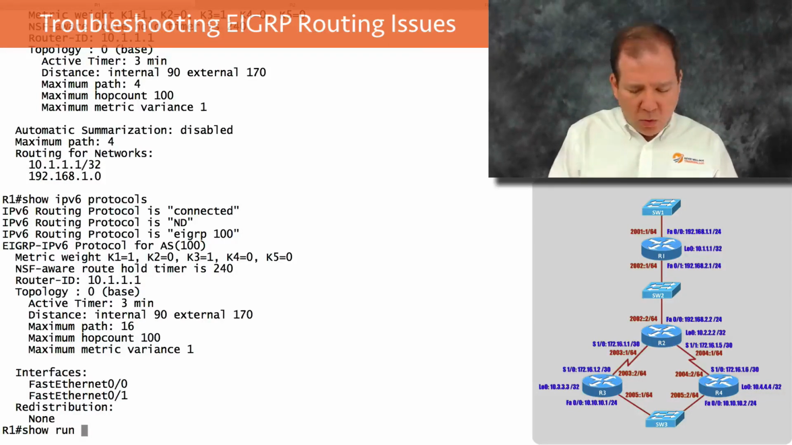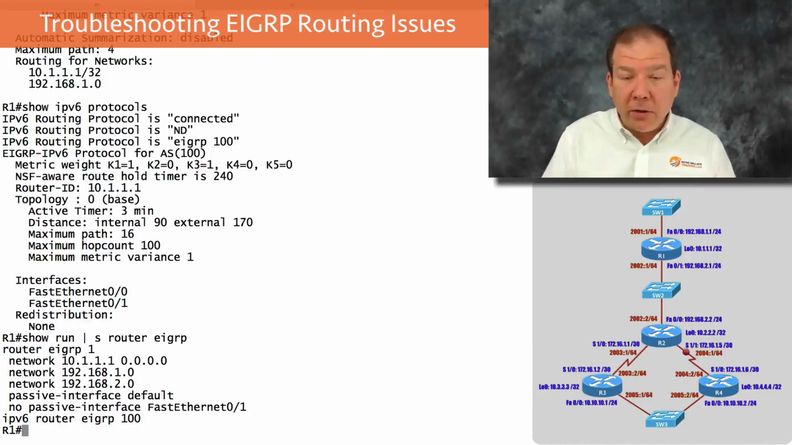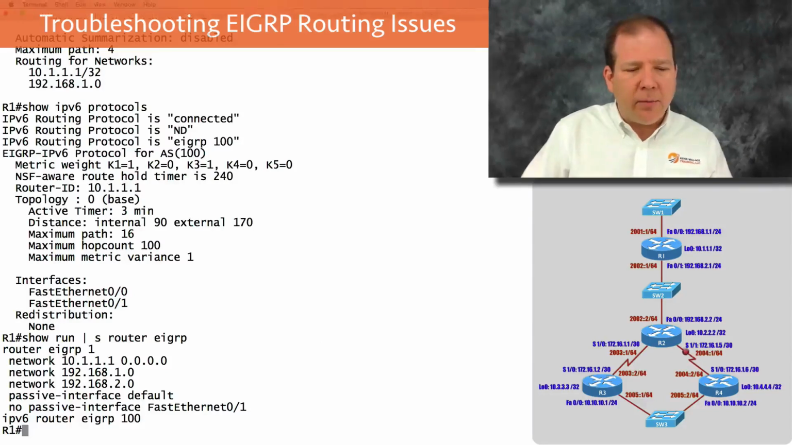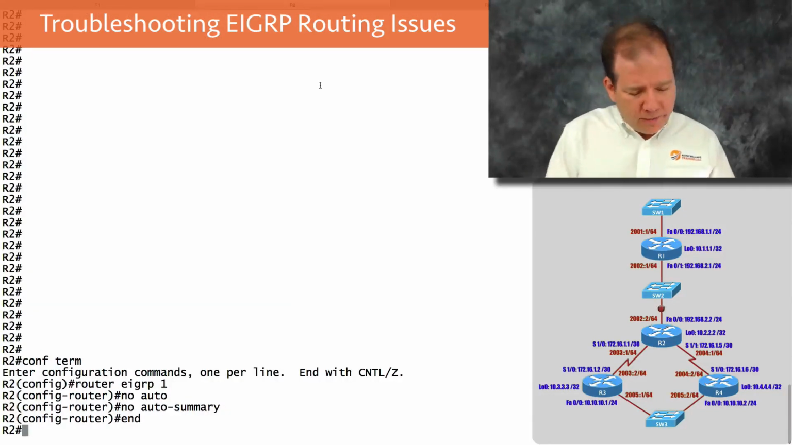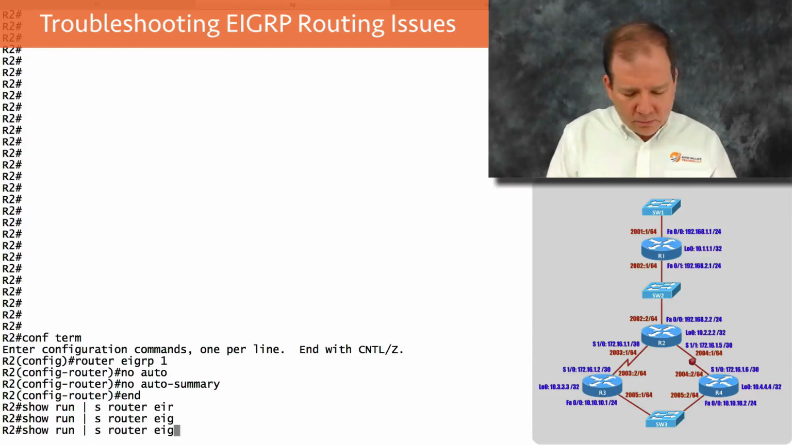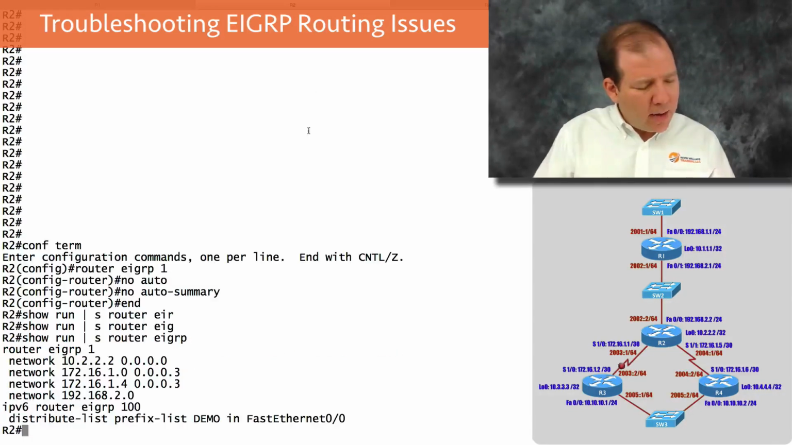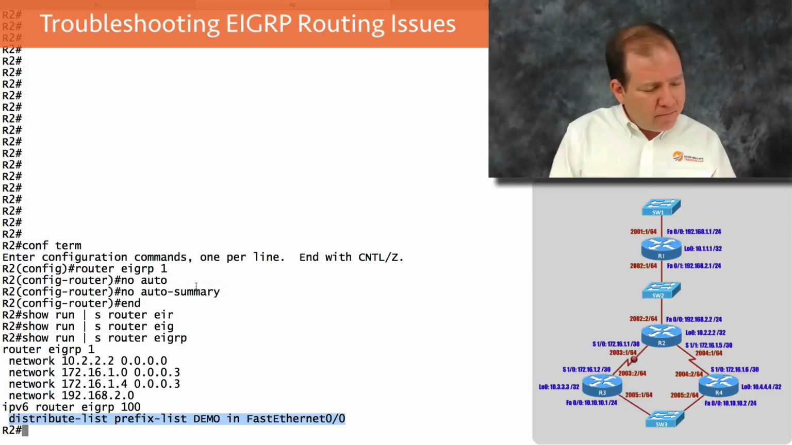Let's do a show run pipe to section router EIGRP on router R1. Let's look for the distribute list command that might be filtering outgoing routes. I don't see anything on R1, so let's go to the next top router. Let's go to router R2, and let's do a show run pipe to section router EIGRP. And look at this. I do have a distribute list applied there. Let's get rid of that. Let's see if that fixes our problem.